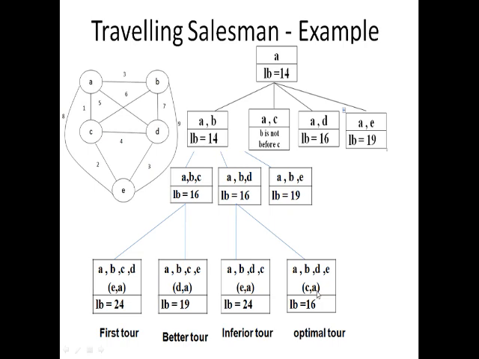So we can give the explanation of what is the first tour, better tour, inferior tour, and optimal tour. Now A is connected to B, B is connected to C, C is connected to D, D is connected to E, and E is connected to A. As per the concept of the traveling salesman problem, all the nodes should be visited, no node should be revisited, and the starting node should be the ending node. Here all this is satisfied, so this is considered the first tour.